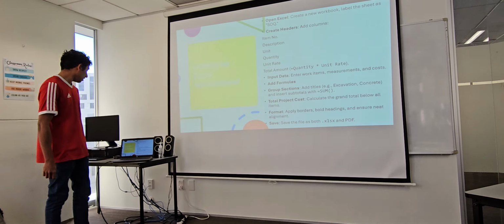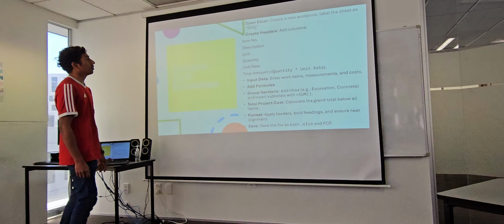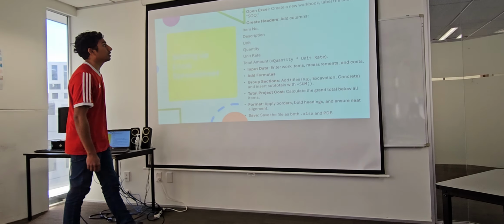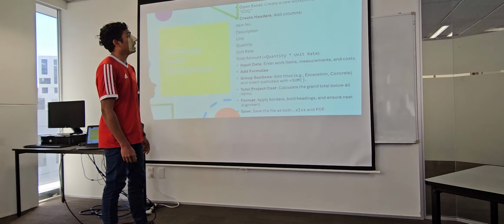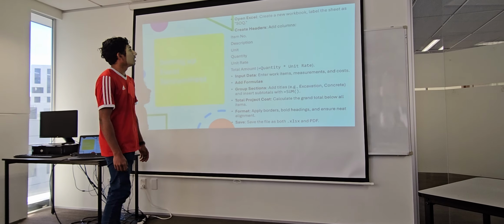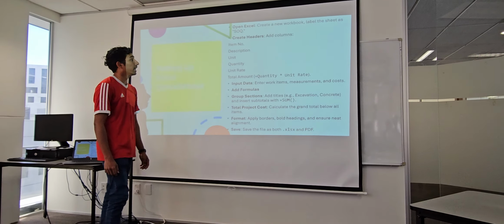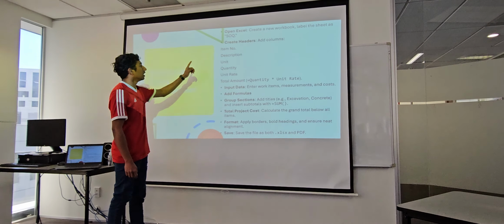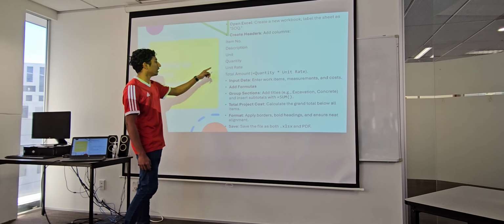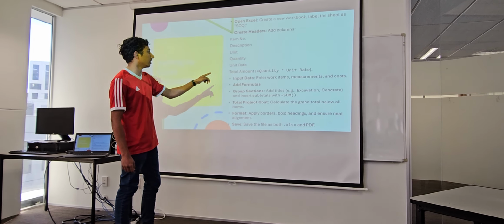Moving on to the next slide. So how do we set up Excel spreadsheets? The first thing we do is open Excel, create a new book and label the sheet as SOQ. The second one is we create headers, where we add columns, and the columns include item number, description, unit, quantity, and the unit rate. And the total amount is equal to quantity times unit rate.